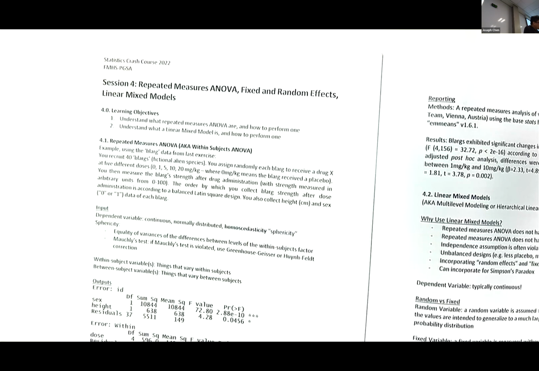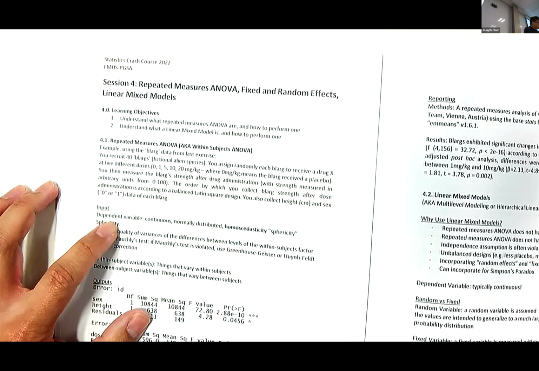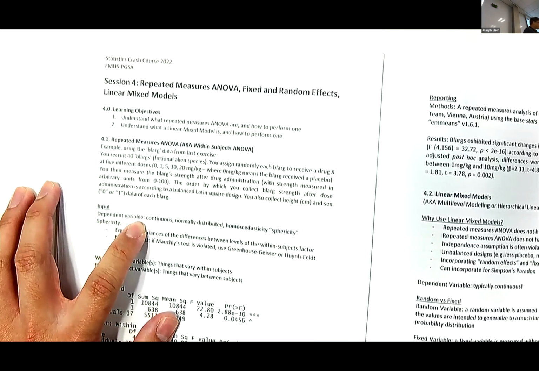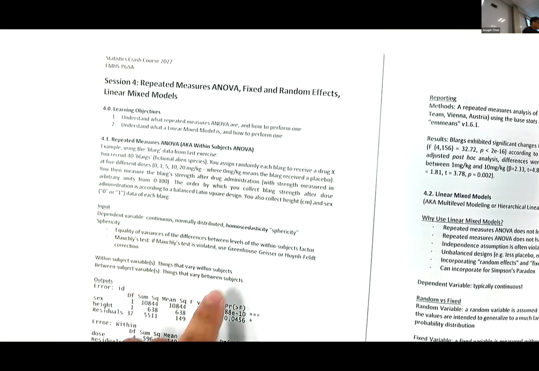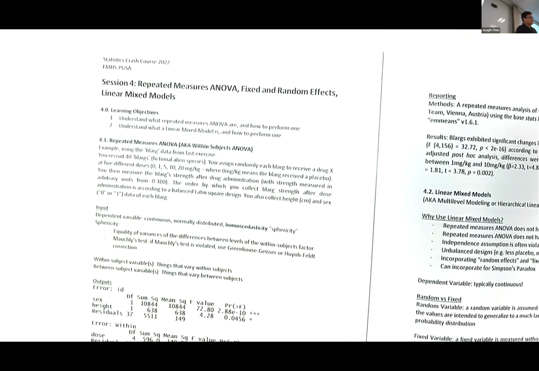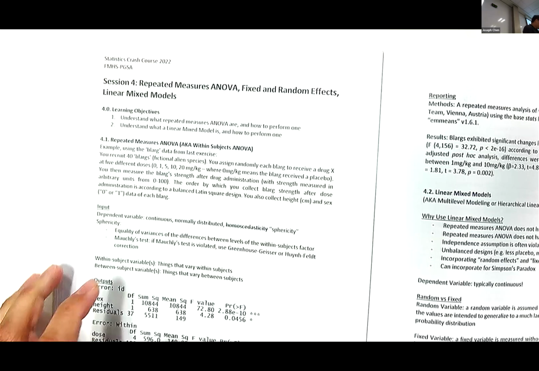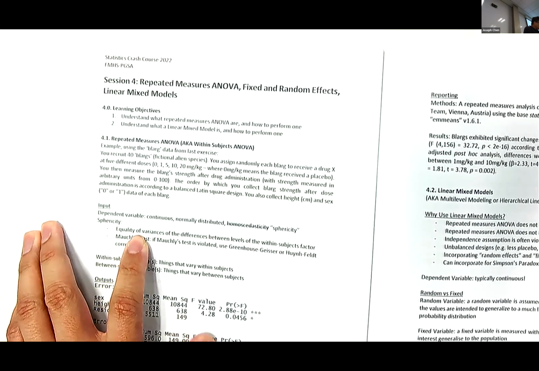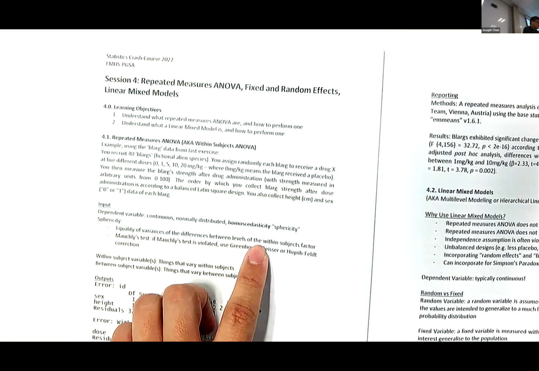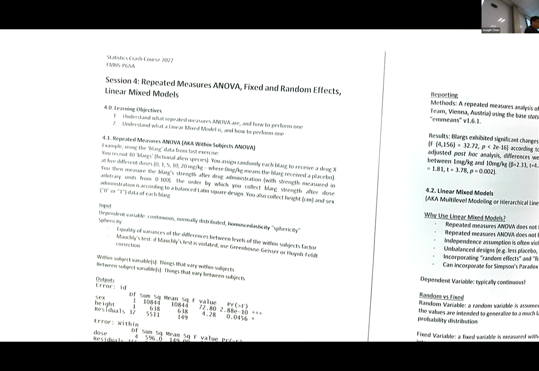For repeated measures ANOVA, your input has a dependent variable, in this case strength. It's a continuous variable. You assume it's normally distributed, and instead of assuming homoscedasticity, you assume something called sphericity. What is sphericity? It's basically like homoscedasticity. It's the equality of variance of the differences between levels of this within subjects factor. Essentially, if you subtract the mean from each subject, you assume the variation is the same for every different condition.